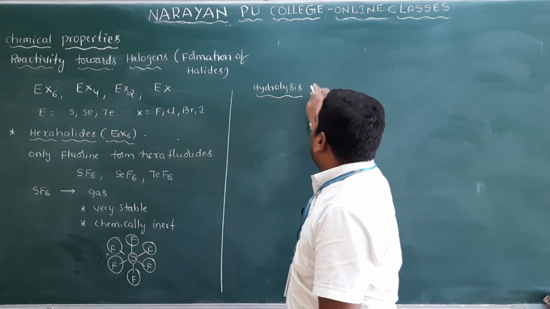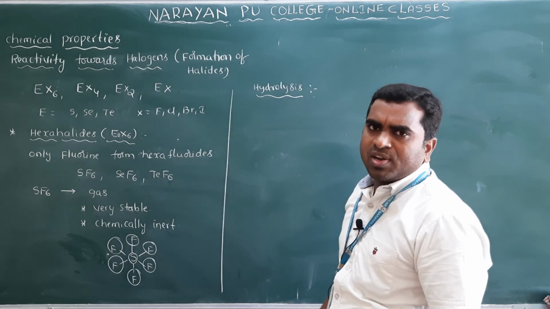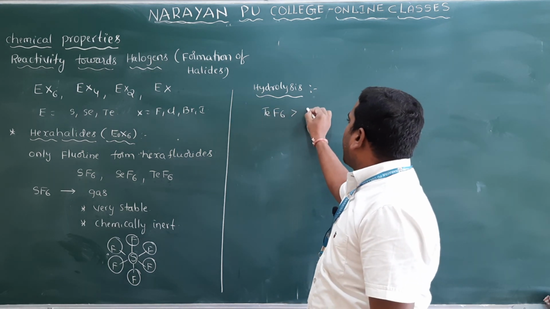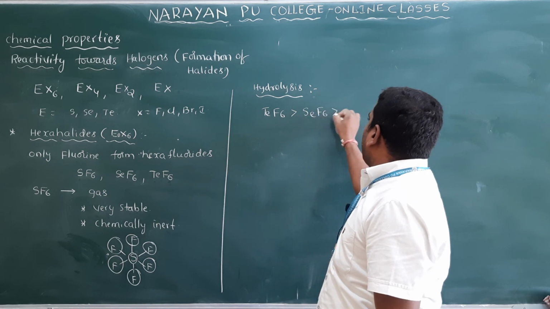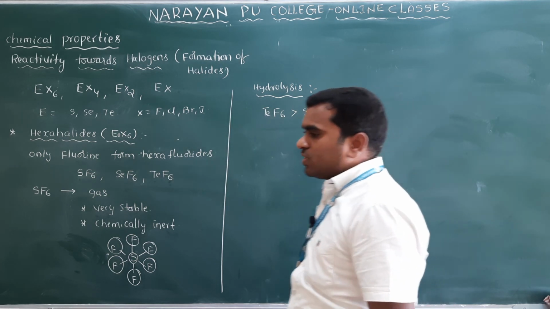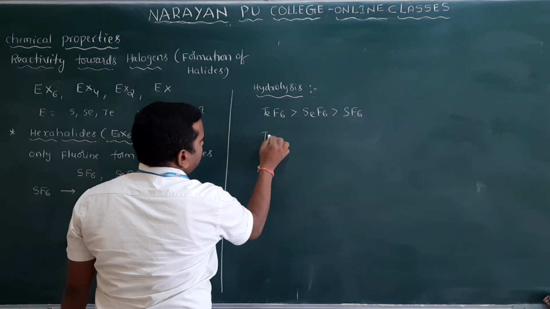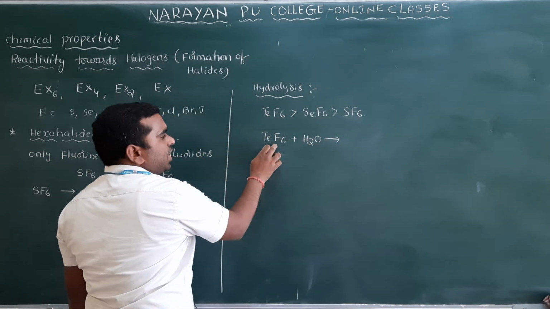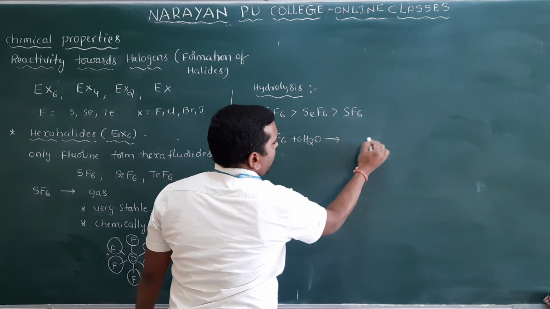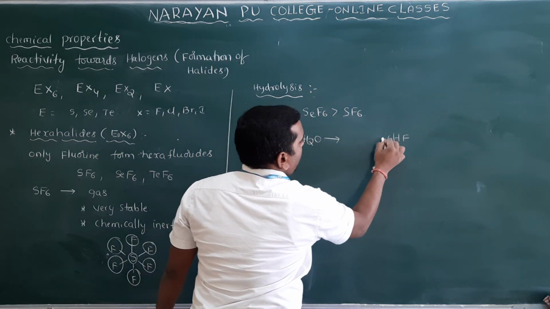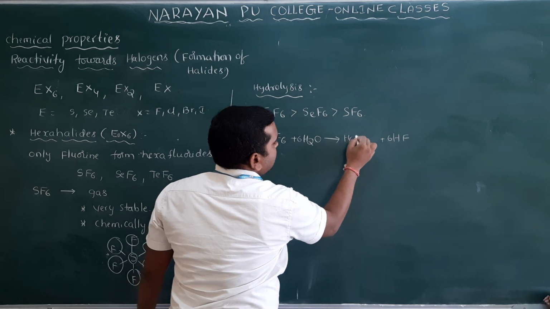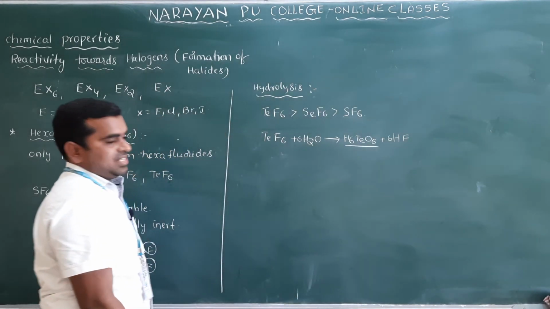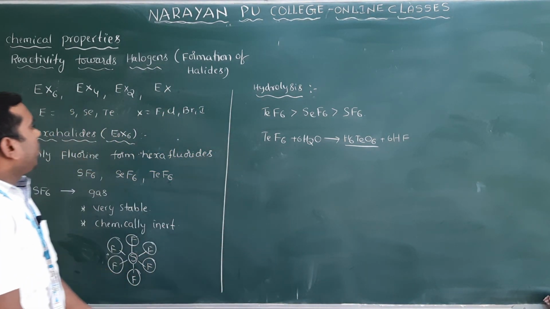So now, what about hydrolysis? Reactivity towards hydrolysis: TeF6 is more reactive compared to SeF6, and SeF6 is almost inert. If you take TeF6 and do the hydrolysis, what compound do you get? How many fluorine atoms are there? 6. So 6 hydrogens are required to remove HF. Then 6 hydrogens are left, H6 and Te, with oxygens. This is telluric acid. Clear?